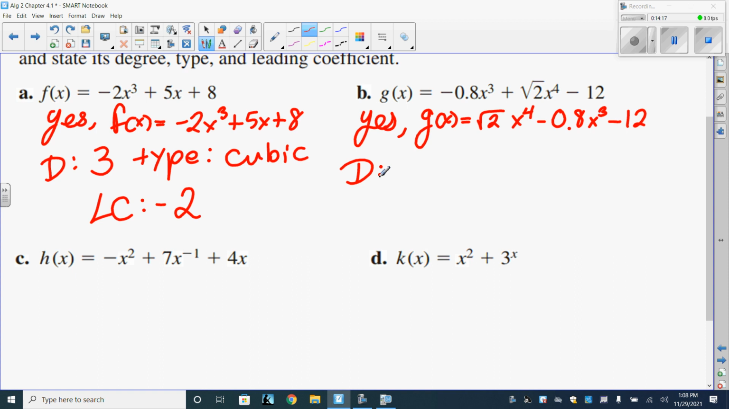What would the degree for this one be? 4, because the biggest exponent on the variable is 4. Now what would the type be? Quartic. And the leading coefficient. Almost. The square root of 2, yes, because we're looking at the number in front of x to the fourth. And that's it.